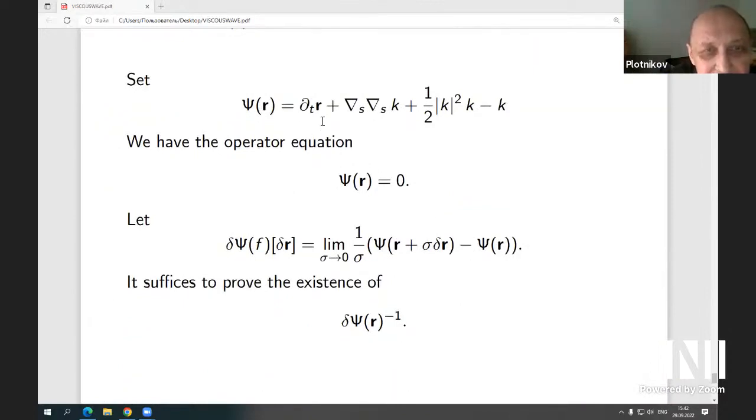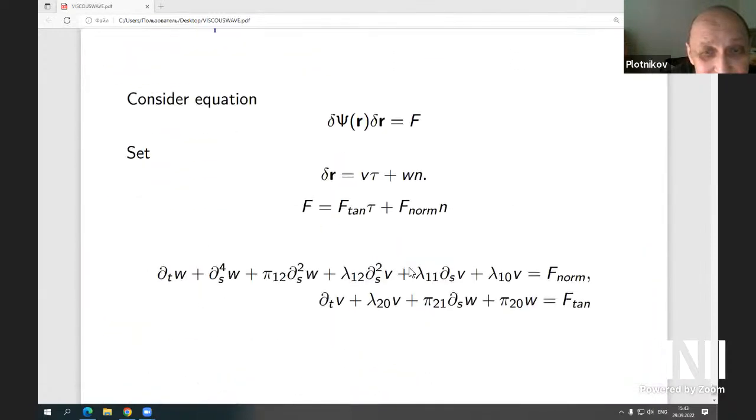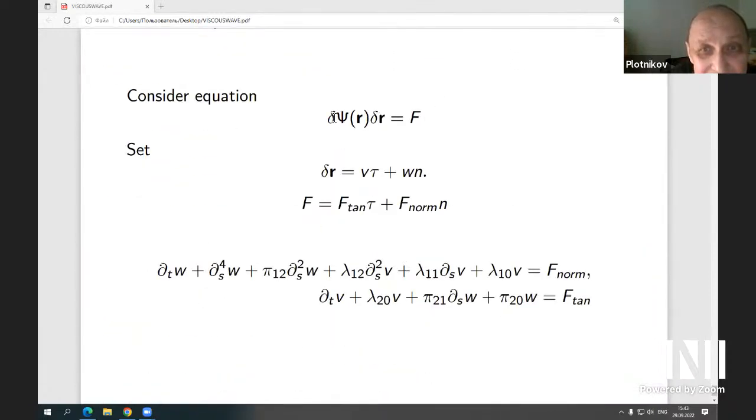In order to find out whether a nonlinear problem is locally well posed, or just ill posed and therefore has no solution, it is necessary to investigate, to study, or to analyze the linearized problem, which is defined by this linearized operator. If this inverse operator exists, then the problem is correct.